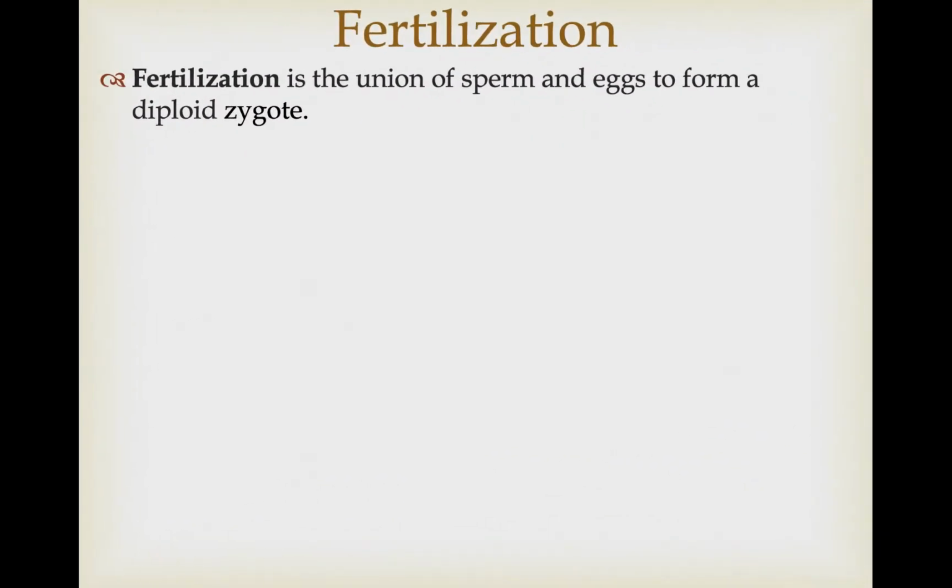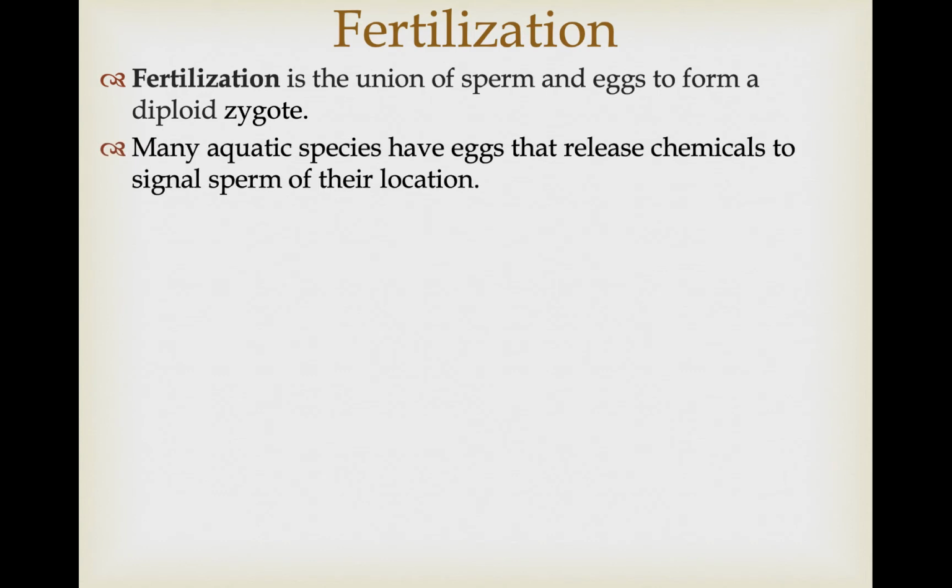So fertilization is the first part. It has to occur before development can occur, and that is the union of sperm and eggs to form a diploid zygote. Now, sperm are haploid, eggs are haploid. That means they have one copy of each chromosome type, so that when a sperm fertilizes the egg, you produce the zygote that is diploid, meaning it has the 2N or the diploid number of chromosomes. It has 2 chromosomes of each type.